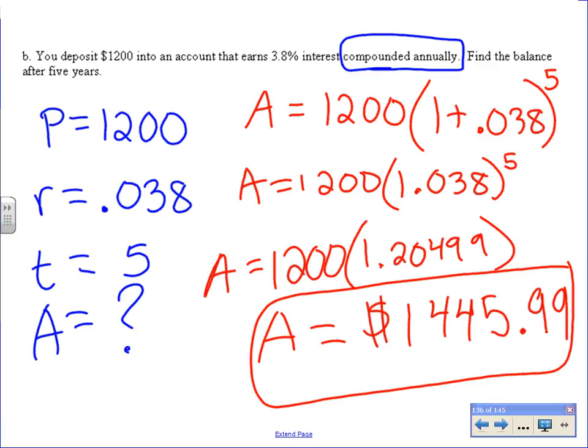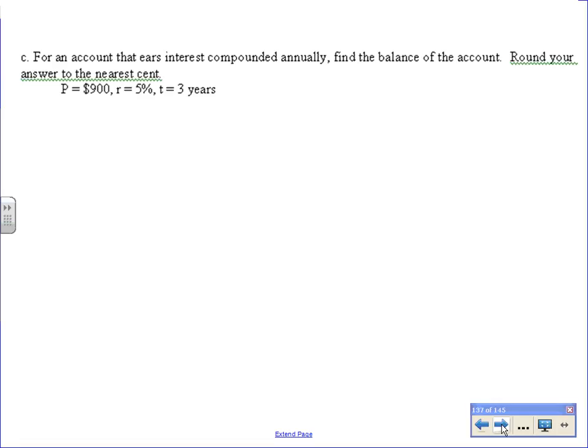Okay, let's go to letter C. I want to do one more with you and then have you try one on your own. So let's go to letter C. Okay, letter C on page 25. So for an account that earns, it says ears, but it should say earns. Apparently I couldn't spell 2 summers ago and I made this note packet. Earns interest compounded annually. Find the balance of the account. Round your answer to the nearest cent.